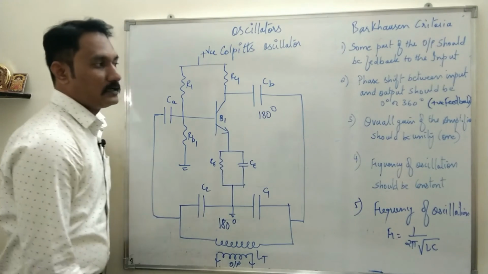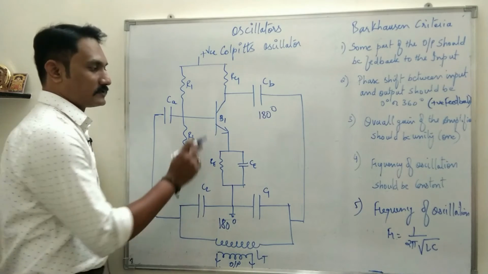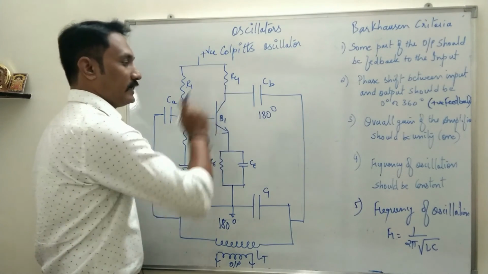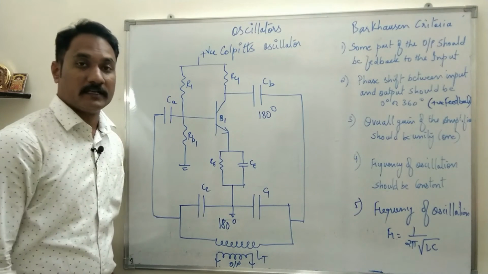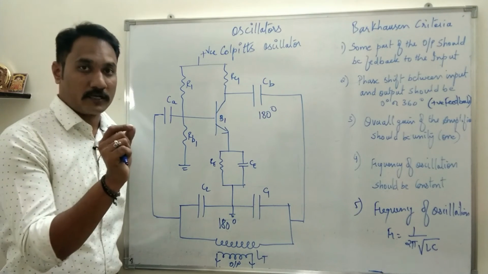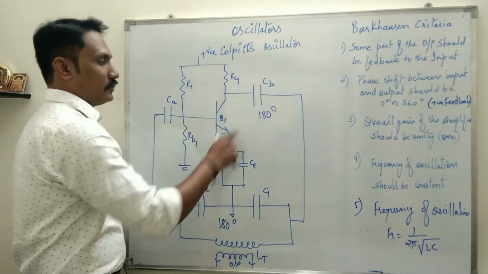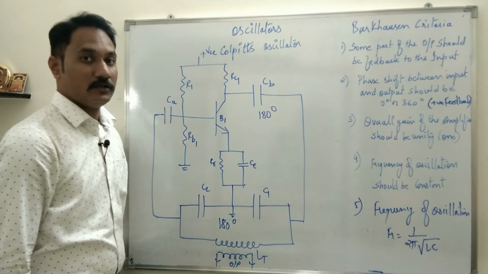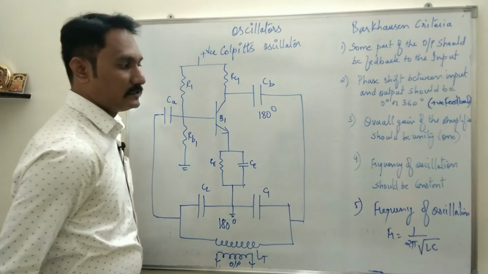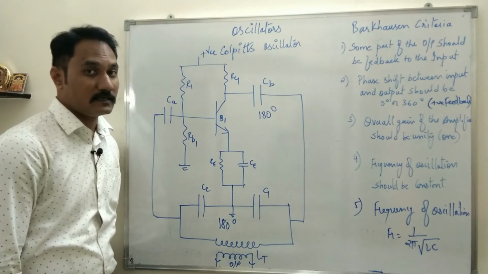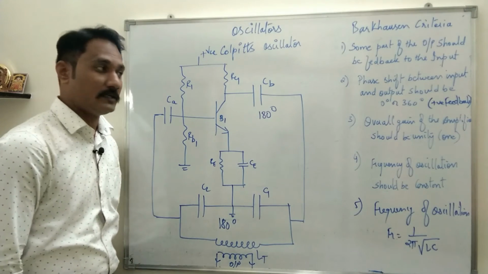Next, the overall gain of the amplifier should be constant. By selecting values of R1, RB1 and RC1, we can make sure that the gain of the amplifier is unity, that is 1. Whatever input you provide, the same will be the output. And the fourth condition is that the frequency of oscillation should be constant.